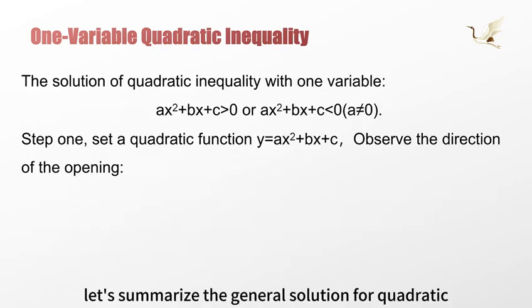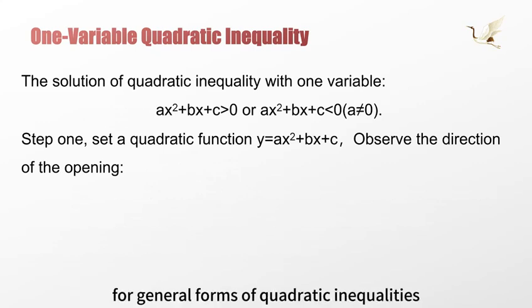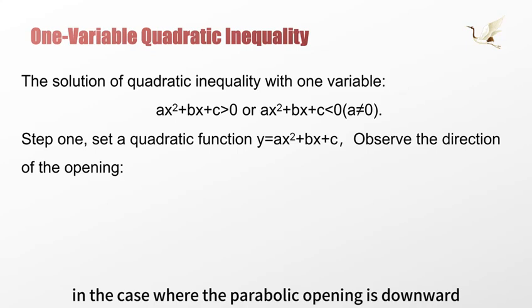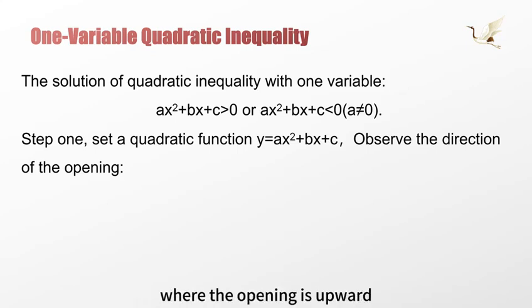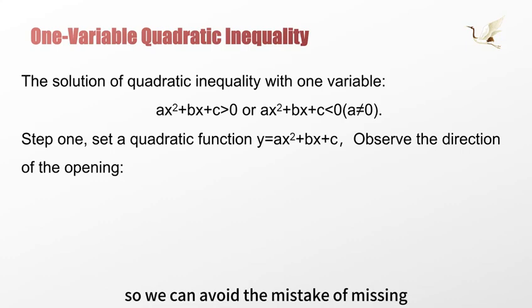Next, let's summarize the general solution for quadratic inequalities of one variable. For general forms of quadratic inequalities, our first step is usually to set the quadratic function y equal to x squared plus bx plus c, draw its graph, and observe the direction of the opening. Of course, this step can be improved, because in the case where the parabola opens downward, we can convert it to the case where the opening is upward by multiplying both sides of the inequality by negative 1, but we need to pay attention to the sign change, so we can avoid making a mistake with the direction of the opening. So when summarizing the general solution, we only need to summarize the situation where the coefficient is greater than 0, which means the opening is upward.